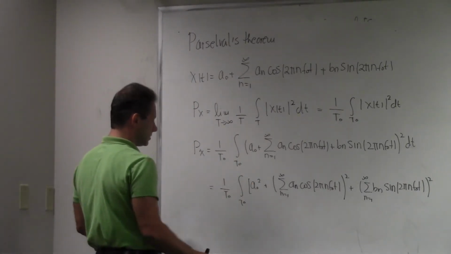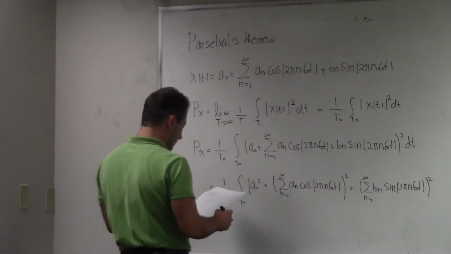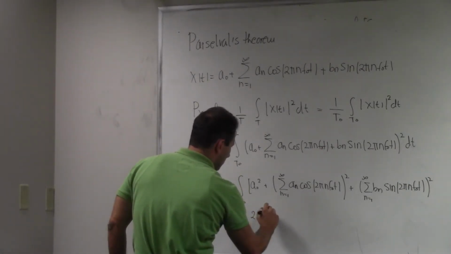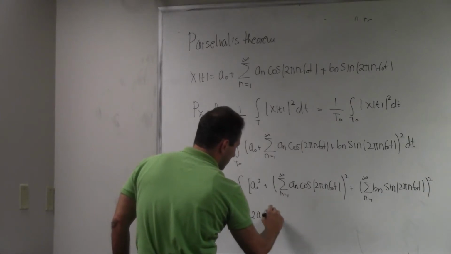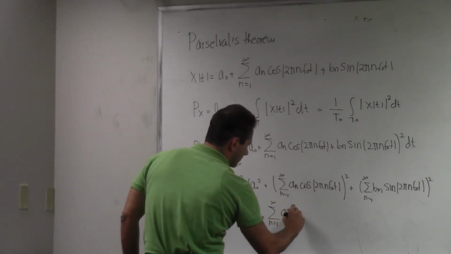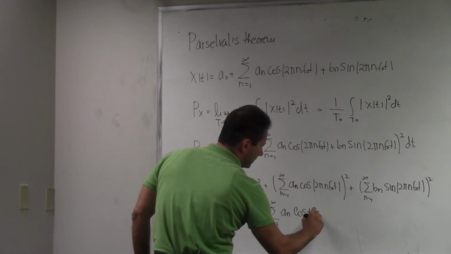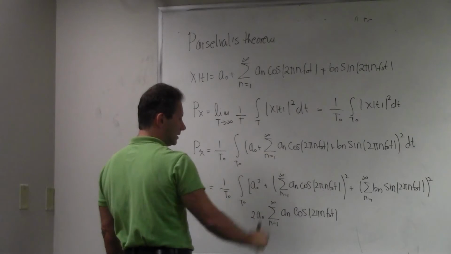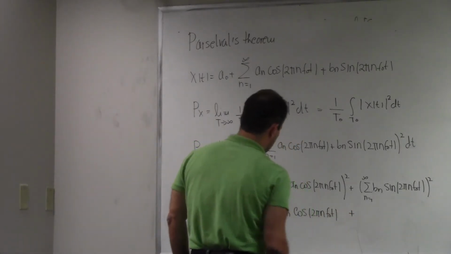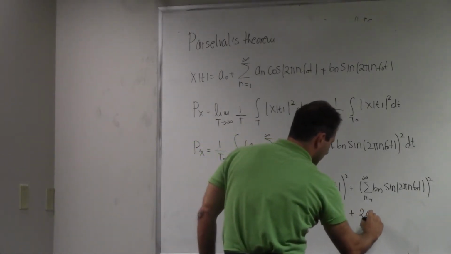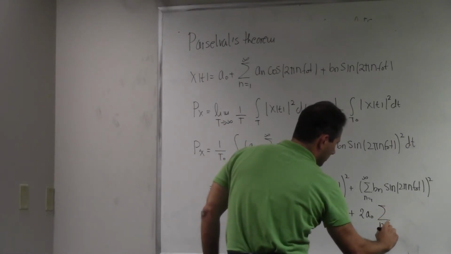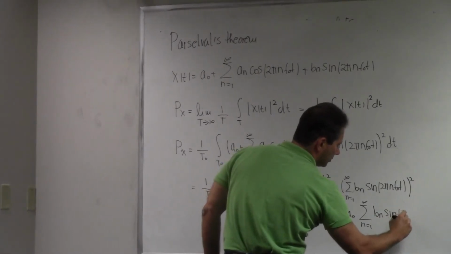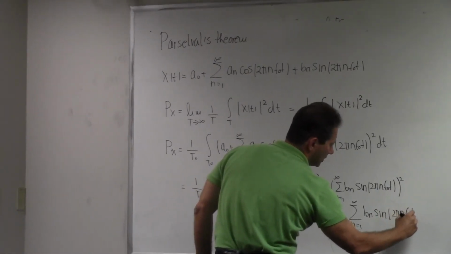And then I have all the cross terms. So there's going to be three of these cross terms. First is going to be 2a0 sum, n goes from 1 to infinity, an cosine 2 pi n f0t. So that's the first times the second. And then I'm going to have first times the third, so it's going to be 2a0 sum when n goes from 1 to infinity, bn sine 2 pi n f0t.